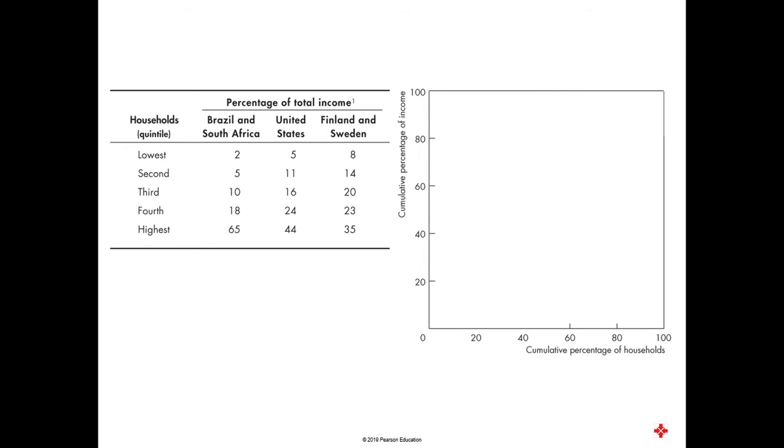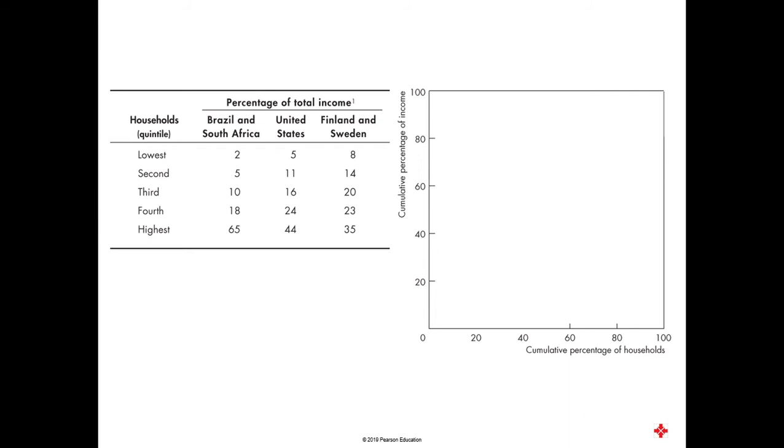But if you compare it to Finland and Sweden, the lowest 20% there get 8%, which is 3% more than what the United States' lowest quintile gets. And their top quintile only gets 35%, where we get 44%. So the income distribution is much more unequal in the United States than in Finland and Sweden, and even worse in Brazil and South Africa.